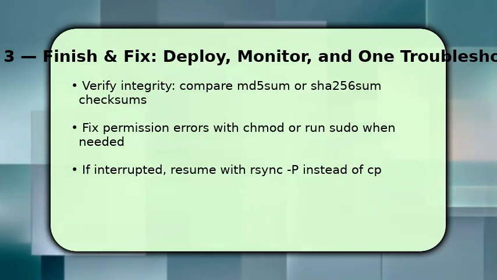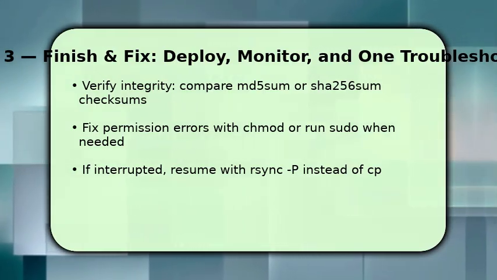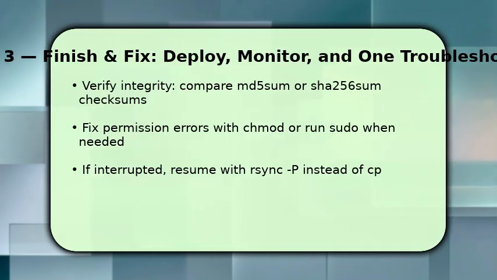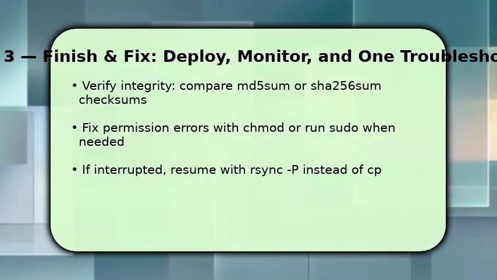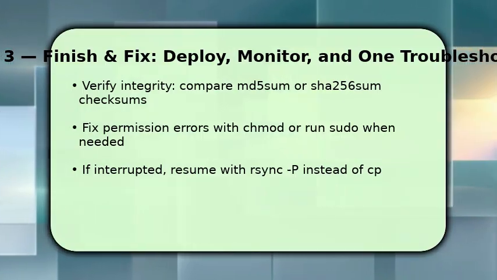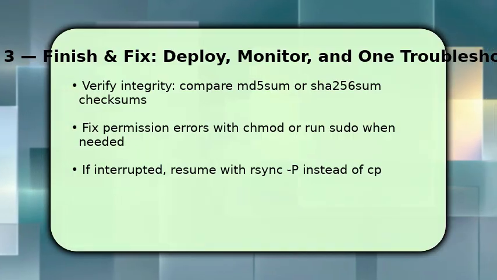If permissions block you, either adjust with chmod or rerun cp under sudo. Make sure you understand the security implications. If the operation is interrupted or you need resume and progress, switch to rsync -P, which is resumable and reports progress.